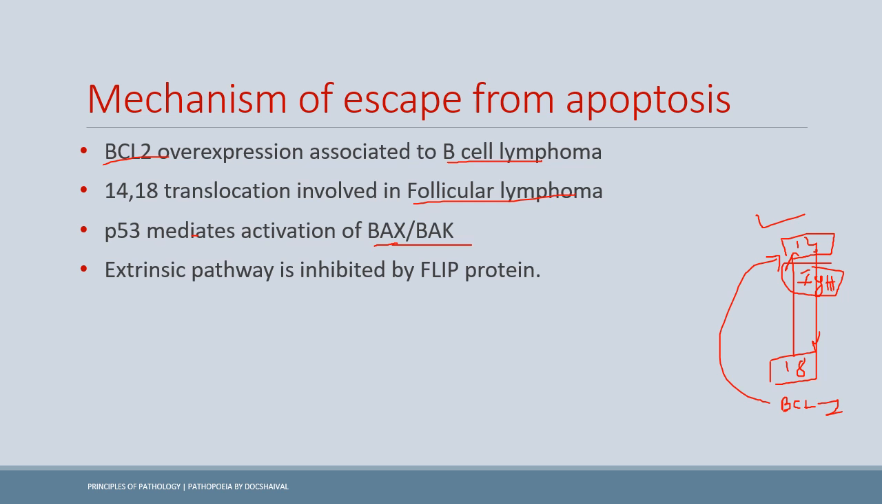Now, p53 mediates the activation of BAX and BAK. These are the pro-apoptotic genes, and say if we have problems in p53, that is, it is unable to induce the effect on BAX and BAK, that would also help the cancer to evade apoptosis. Now, there is something called FLIP protein which inhibits the extrinsic pathway. So if there is overexpression of the FLIP protein, then that would again cause evasion from apoptosis. Okay.